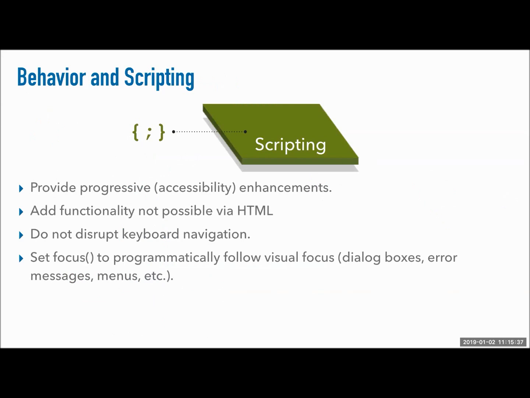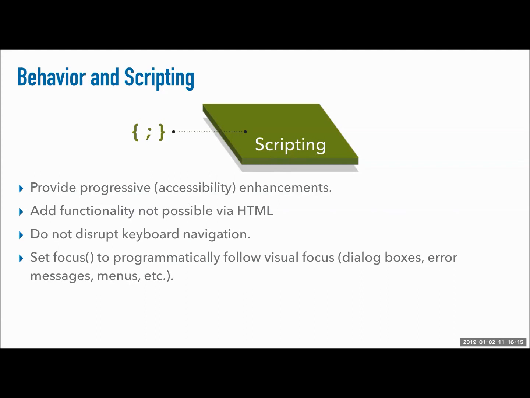And then our top layer within this web stack is scripting or behavior, where we progressively enhance things, make things better, and add functionality that's not possible via HTML. This is also very powerful for accessibility. We need to consider that we don't disrupt the keyboard navigation, very often overlooked when it comes to dynamic content, single page applications and so forth. The keyboard interactions very often aren't really considered and tested. So do keyboard testing, which is easy. Put your mouse away, start to interact with the keyboard.